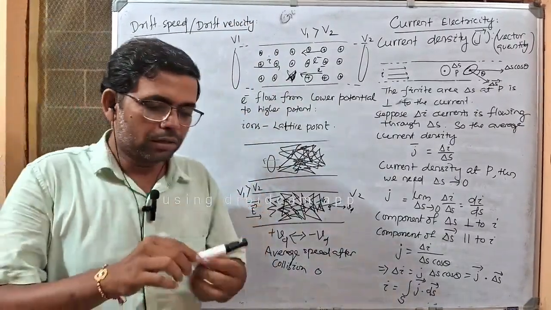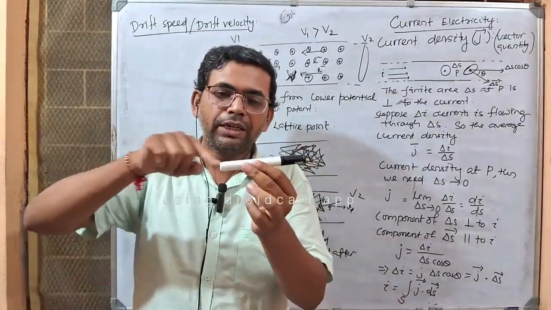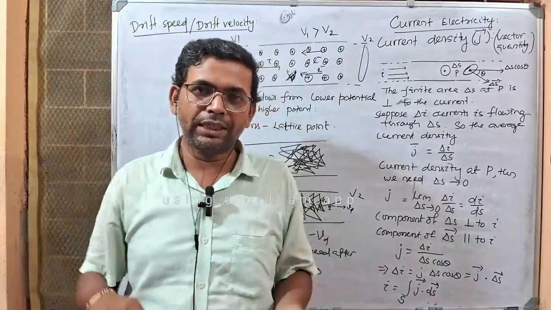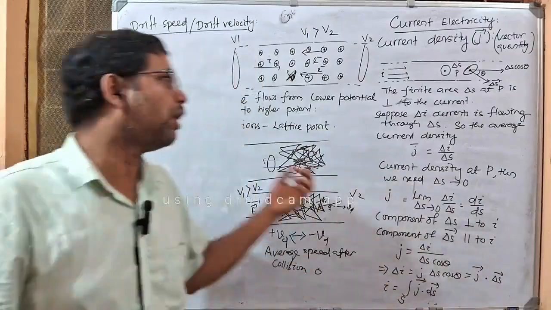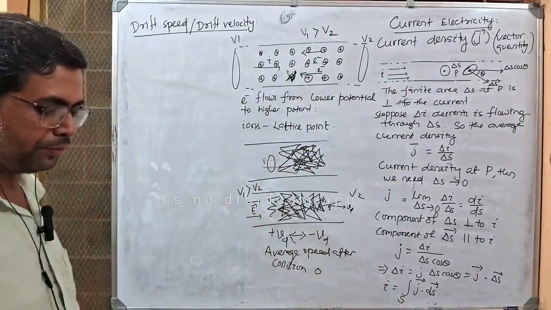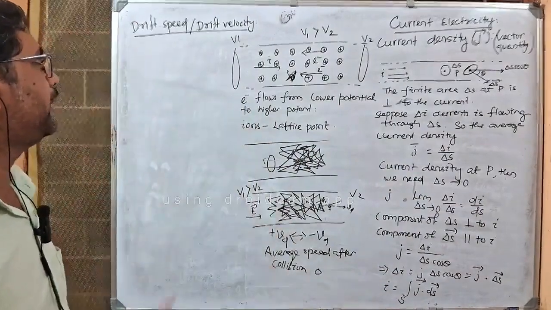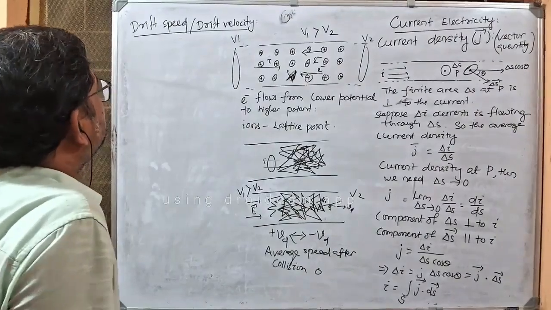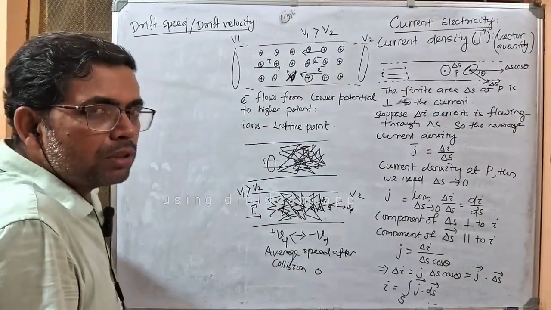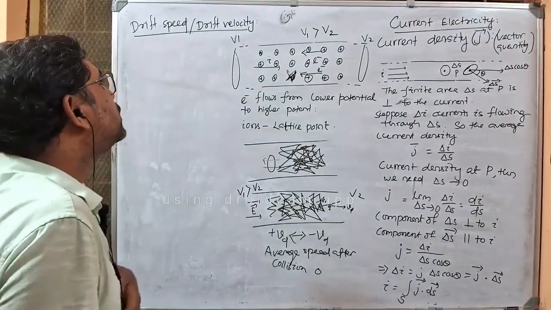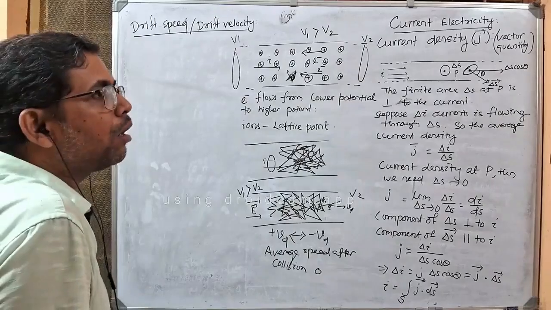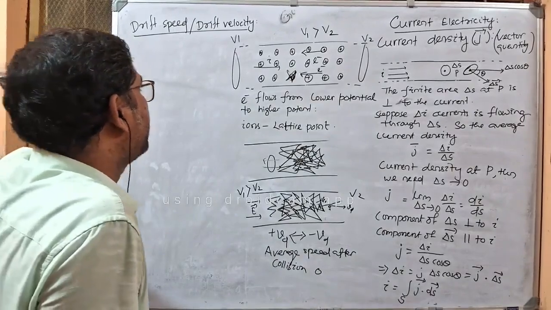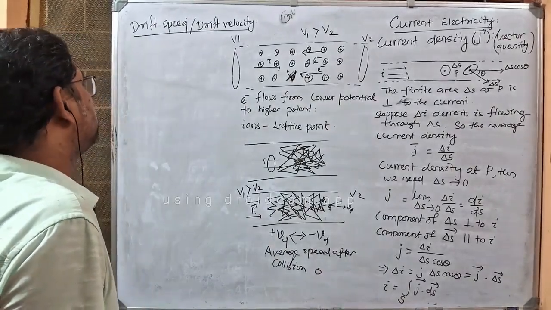Because a conductor wire is not always a straight line, it may be bent at several points, so we cannot assign a particular direction. So it is better if you use the word drift speed. Some books also use speed, not velocity. In school, in your NCERT book, it is written drift velocity. If you go to the S.C. Verma book or a few foreign author books, you'll find they have written drift speed.